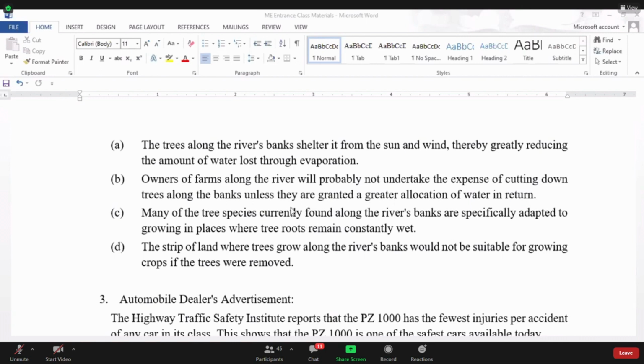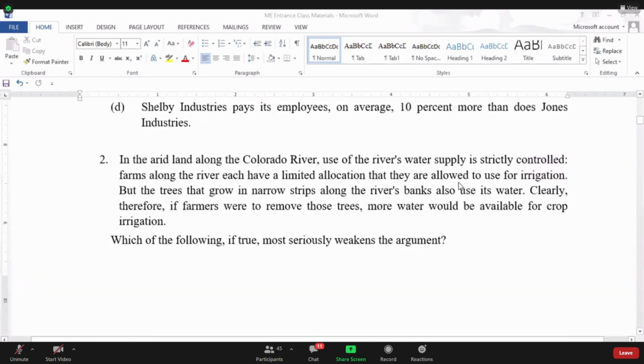If they are not given, unless it's negative, if they are not given greater allocation of water, they will not undertake the expense of cutting down the trees. It means if they are given greater allocation of water, they will cut down the trees. Isn't it? Here it's limited allocation of water being discussed.